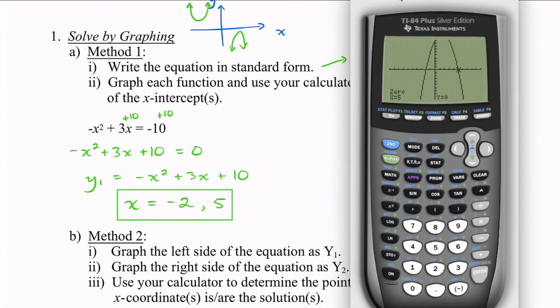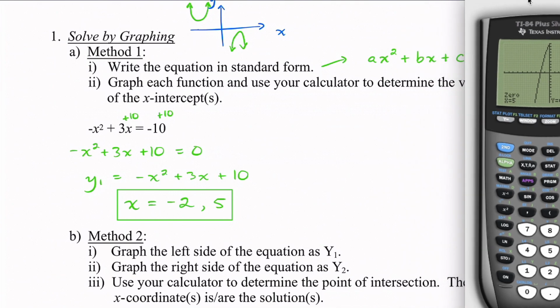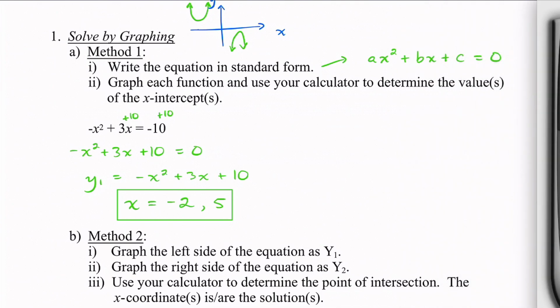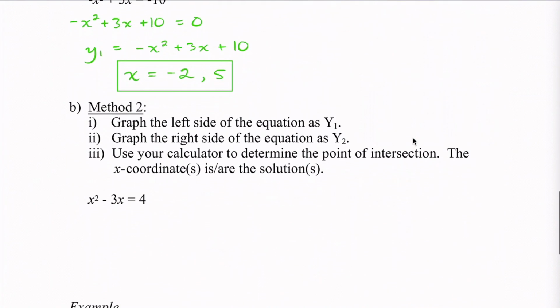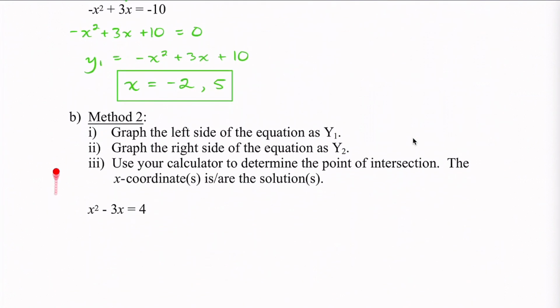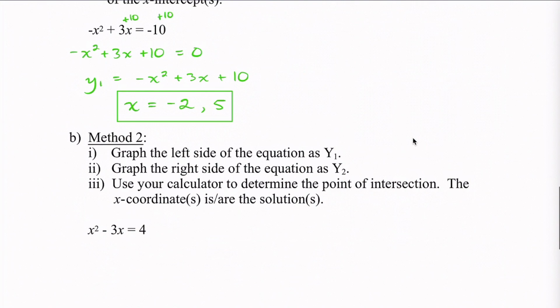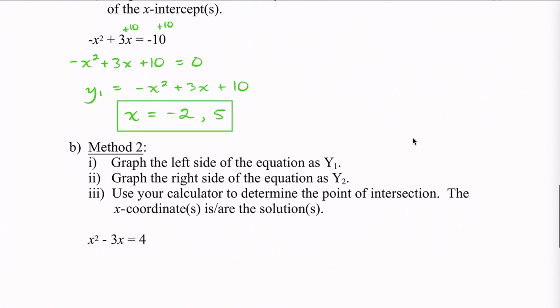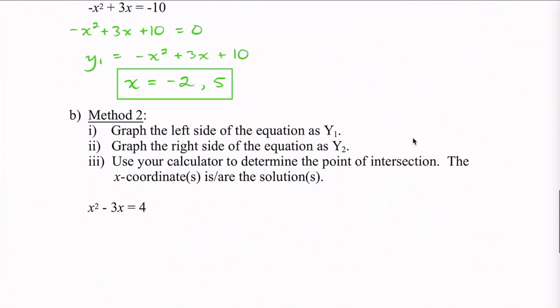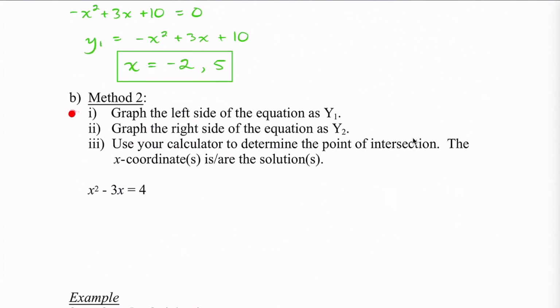The second method that we're going to do here is just below. I'm just going to move my calculator out of the way. So in method 2, it's almost the same steps as what we did in method 1, but it's actually a little bit easier because it has a little bit less work. In method 2, our first step says graph the left side of the equation as y1.